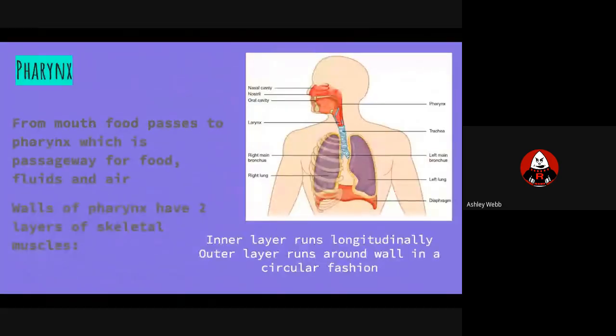Then we have the pharynx. The food from your mouth passes to the pharynx. Through the pharynx, we have food passing, fluids, and air. The walls of the pharynx have two layers of skeletal muscles. The inner layer runs longitudinally. The outer layer is circular. We'll get into why that's important in a little bit.